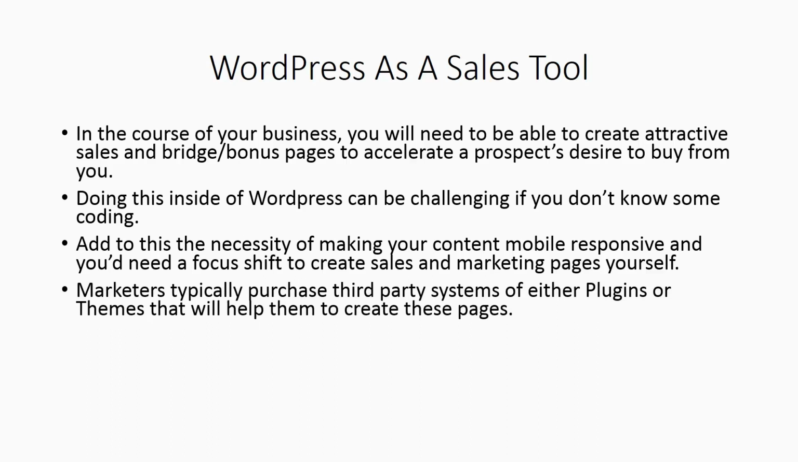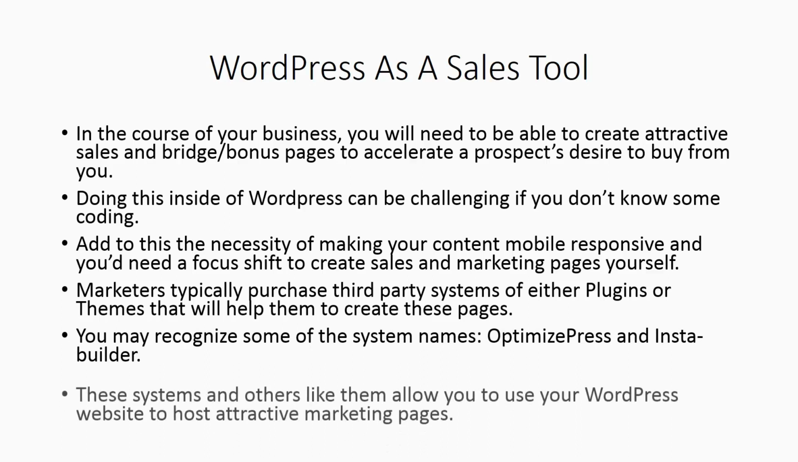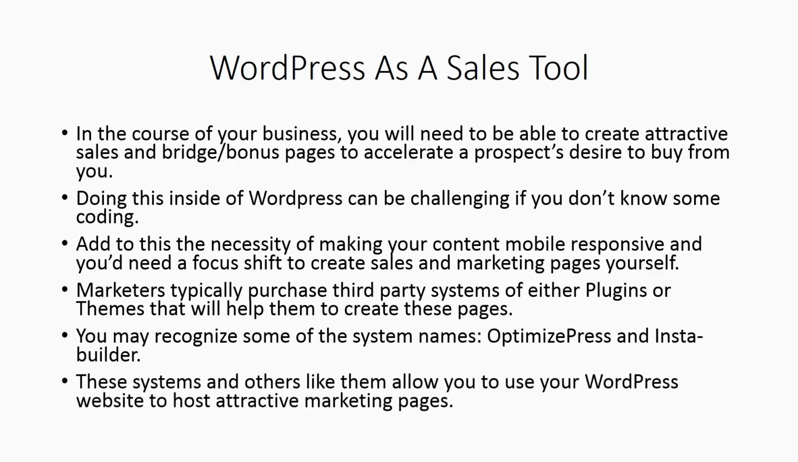Now marketers typically purchase third-party systems of either plugins or themes that will help them to create these pages. You may recognize some of the system names, such as OptimizePress and InstaBuilder. These systems and others like them allow you to use your WordPress website to host attractive marketing pages.